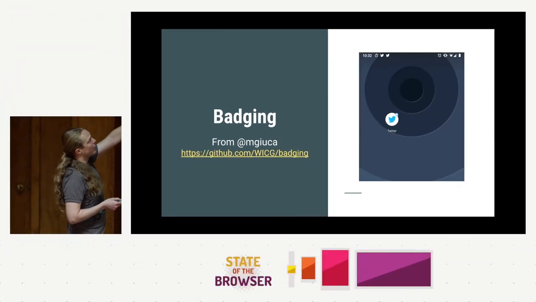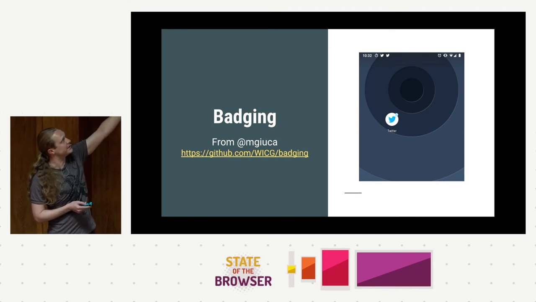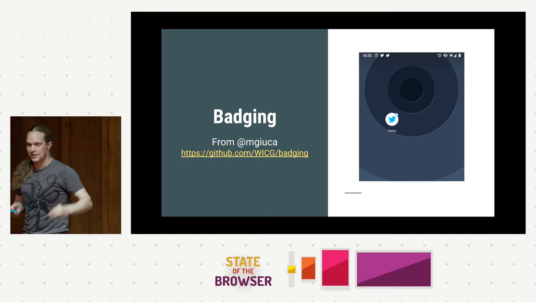Notifications aren't needed in every single example, though. We can also do some slightly less invasive things. If you have a recent version of Chrome, this is the Twitter PWA where I have some notifications, and you can see that it's actually badged slightly to indicate that there are some active notifications.